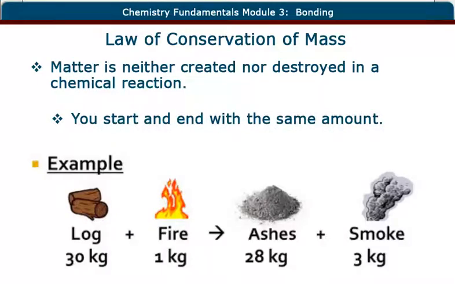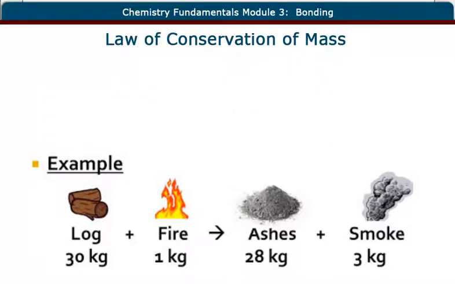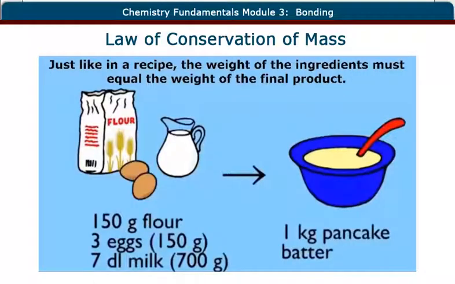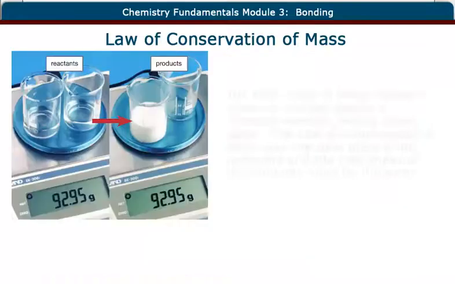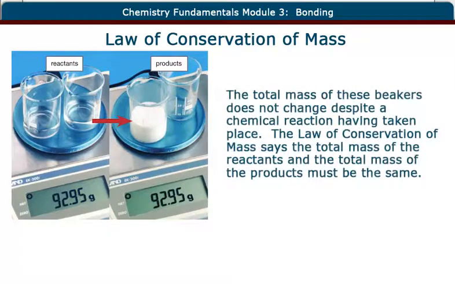In this example of wood burning, the amount of wood, the reactant, is equal to the amount of product, ash and smoke. Just like in a recipe, the weight or mass of the ingredients must equal the weight or mass of the final product. The total mass of these beakers does not change despite a chemical reaction having taken place. The law of conservation of mass says the total mass of the reactants and the total mass of the products must be the same.